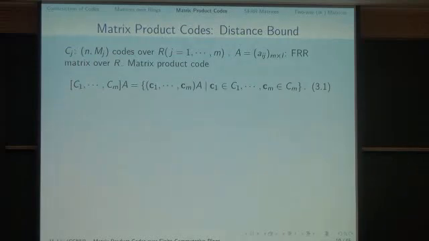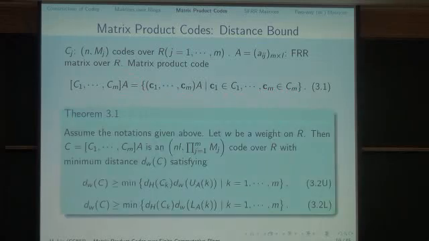Okay, now we want to give a general distance bound for matrix product codes. Given M codes C_j, for j from 1 to M, with parameters: the length is n, the size is m_j, and the minimum distance is d_j. Here we don't need the Hamming distance. Here A, we use the full rank matrices. And for these matrix product codes, we have the first result.